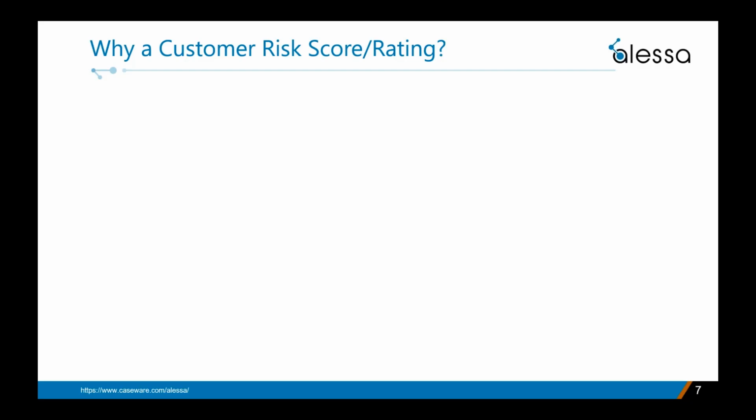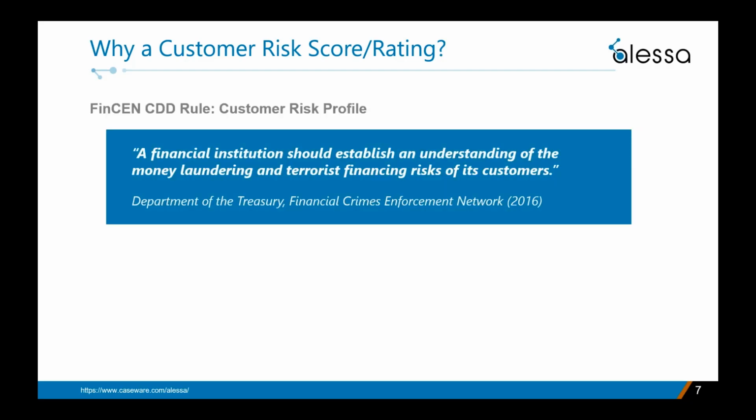And why should we do this? Well, first of all, if your institution is subject to US law, you're required to. What's commonly known as the FinCEN Customer Due Diligence or CDD rule became law on July 11th of 2016 with a final compliance date in May of 2018. Now, among other things, the CDD rule requires that a financial institution should establish an understanding of the money laundering and terrorist financing risks of its customers, which the rule refers to as a customer risk profile, what we commonly call a customer risk rating or score.